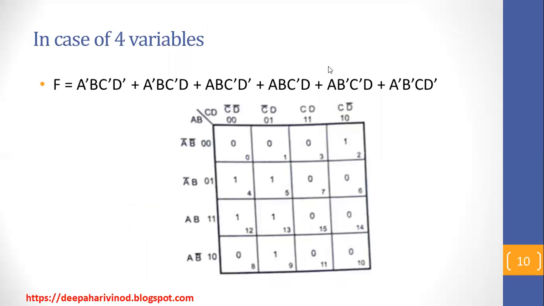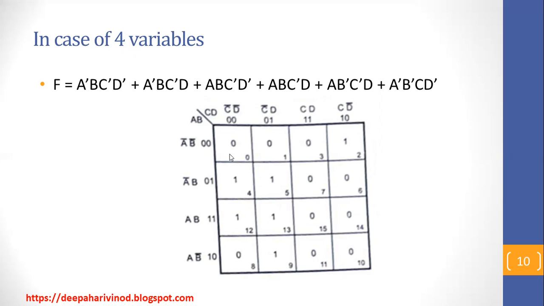In case of four variables, now the same thing I just want to show you, how to map the given Boolean function into four variables. So A bar B, C bar D bar. First find A bar B. A bar B represents the second row, and C bar D bar represents the first column. So this one represents the first.